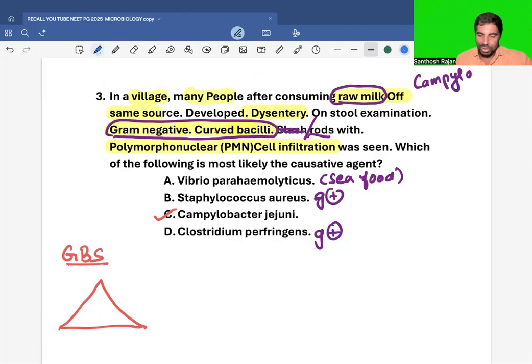We're not interested. But if you remember, I always used to write around this camp, I used to draw a seagull bird. That seagull bird is basically this curved bacilli. This curved bacilli looks exactly like this. So that's what they've asked. So Campylobacter jejuni is your answer. Very simple, no? It's easy.